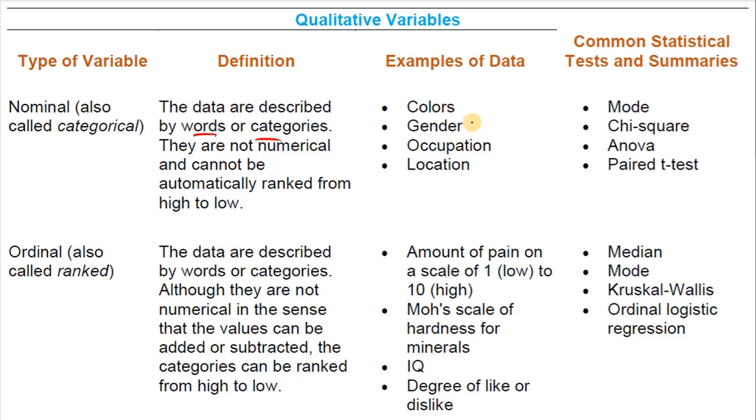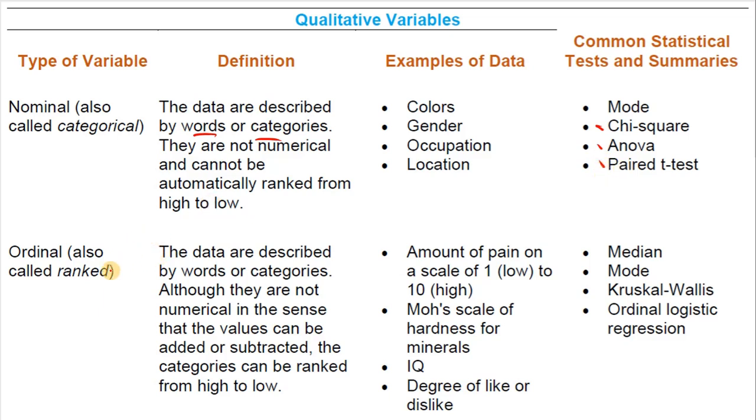Gender, you have male, female, and also the other categories in between. And then you have the occupation, other kinds of occupations. You can name them. And then the location. So there are words, categories, names, identities, and so on. And then you can use these tests, the mode, chi-square, and then the ANOVA also, and the paired t-test.